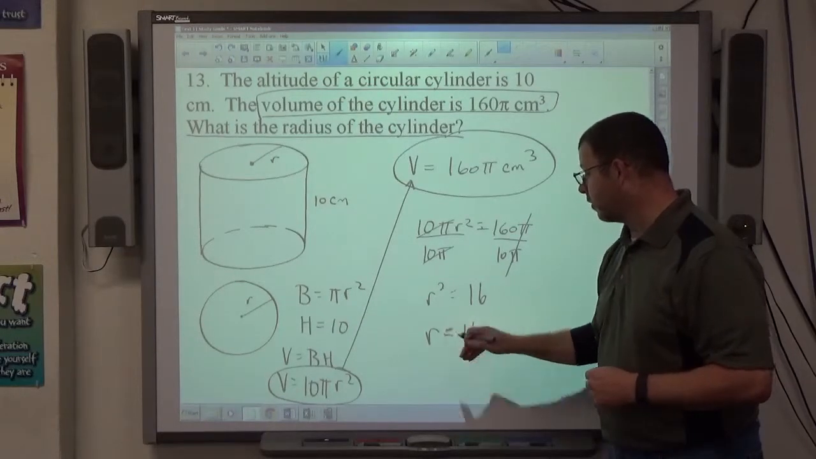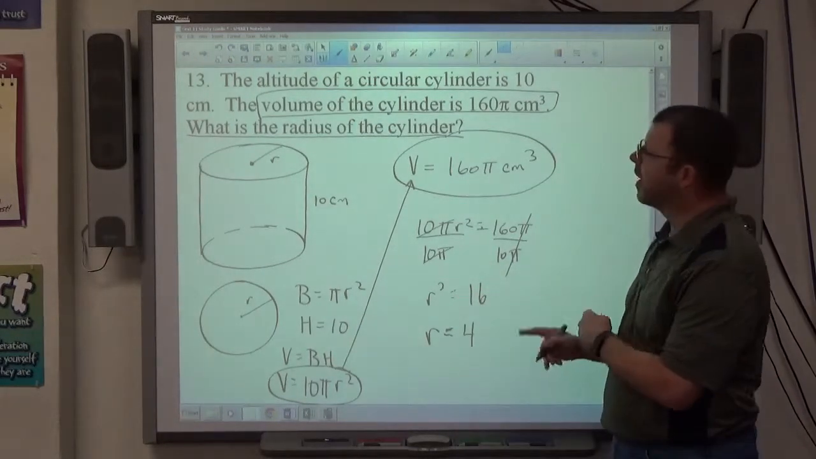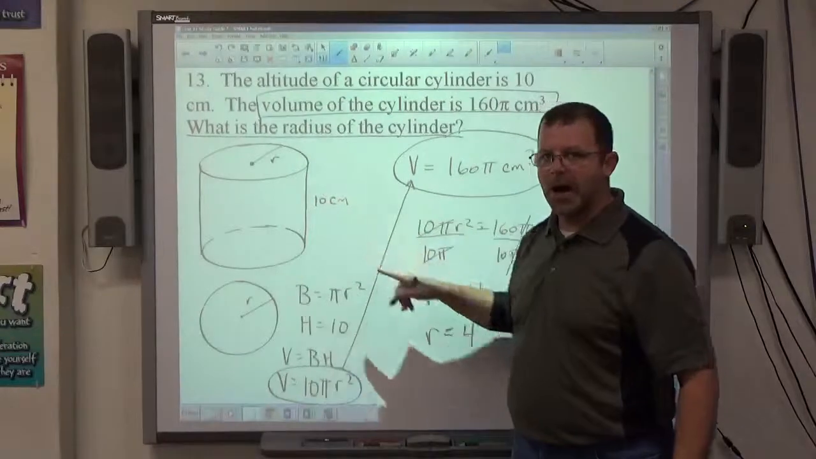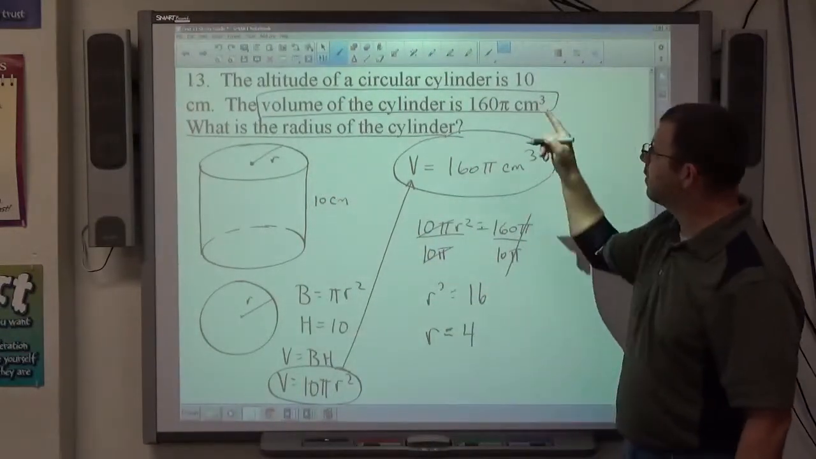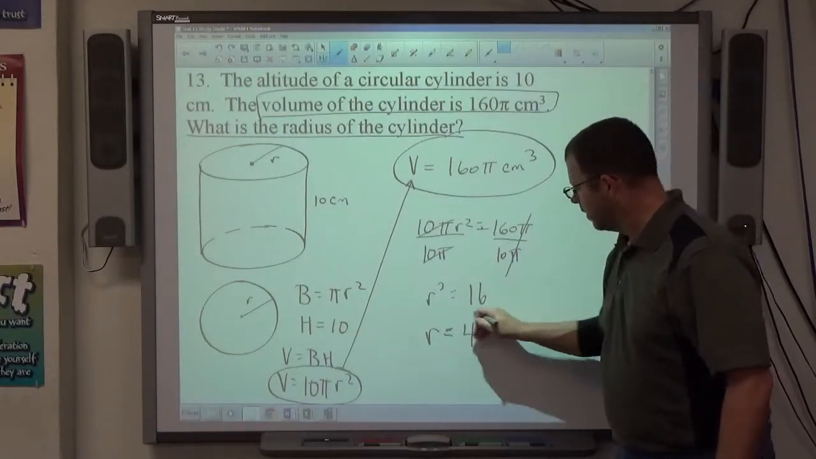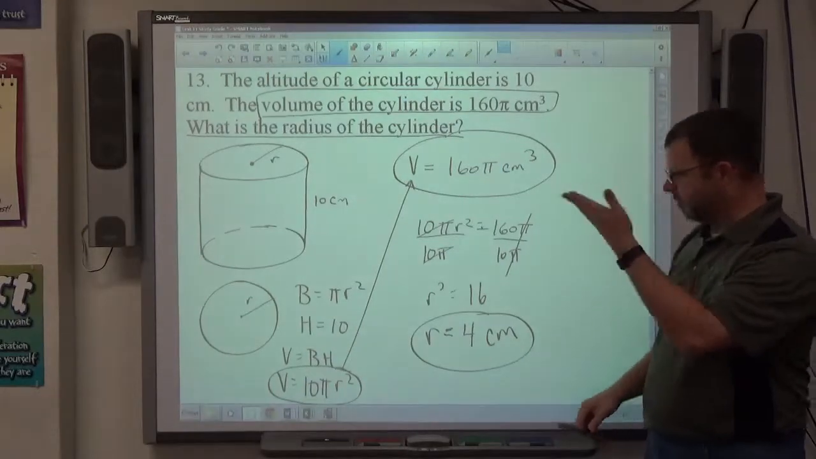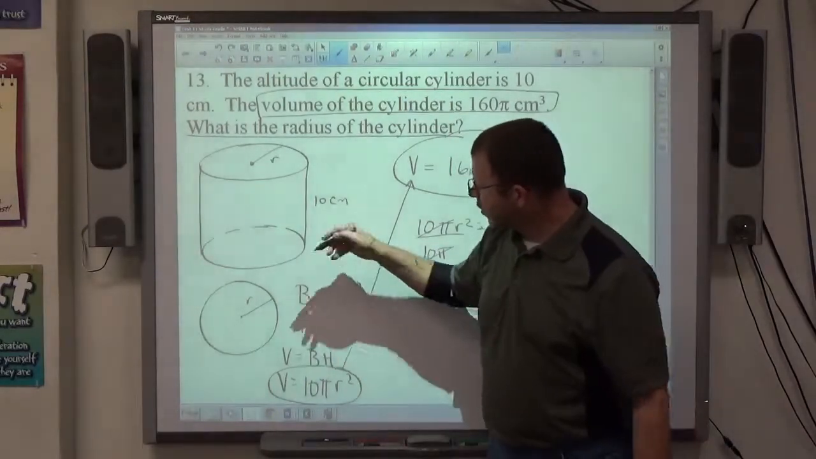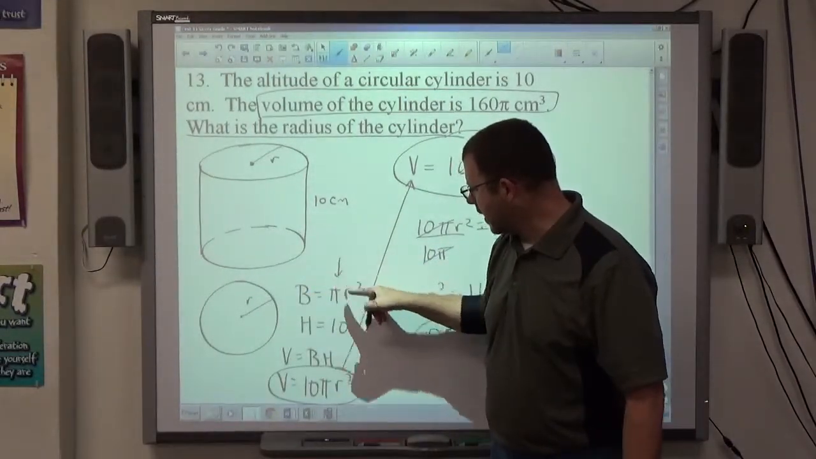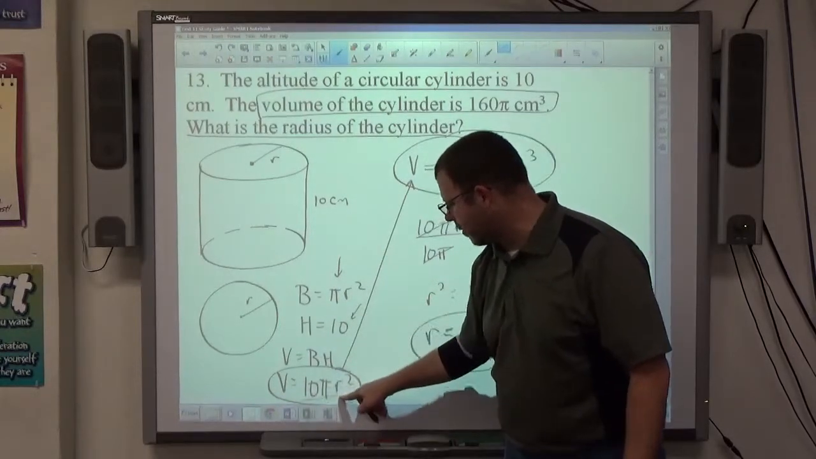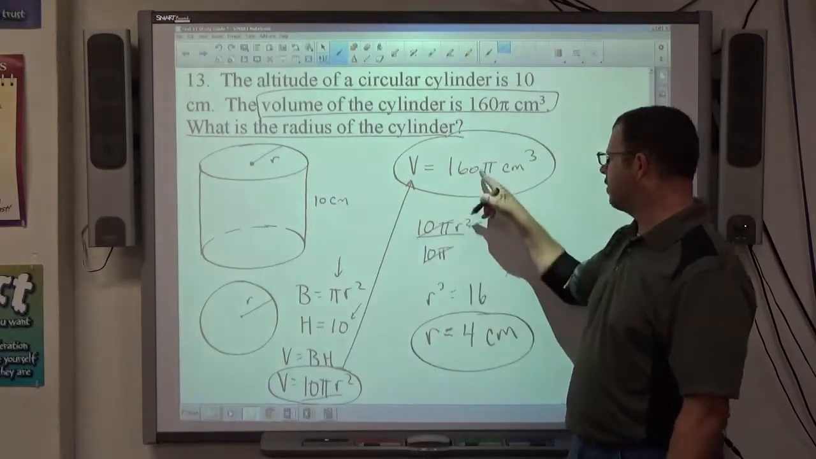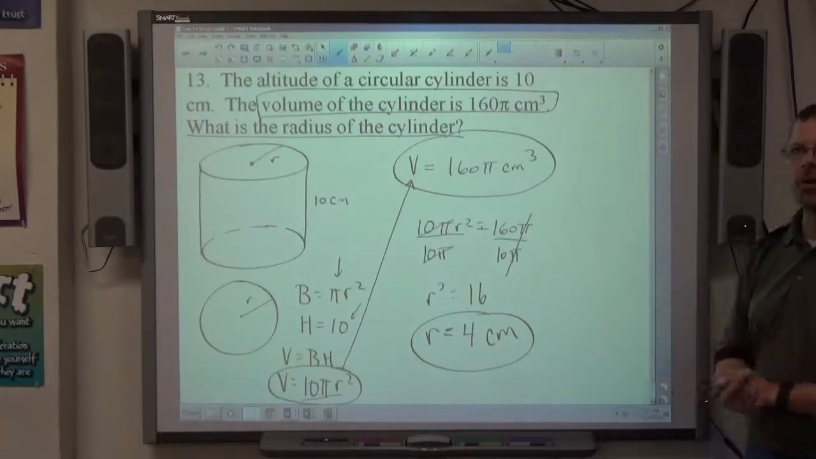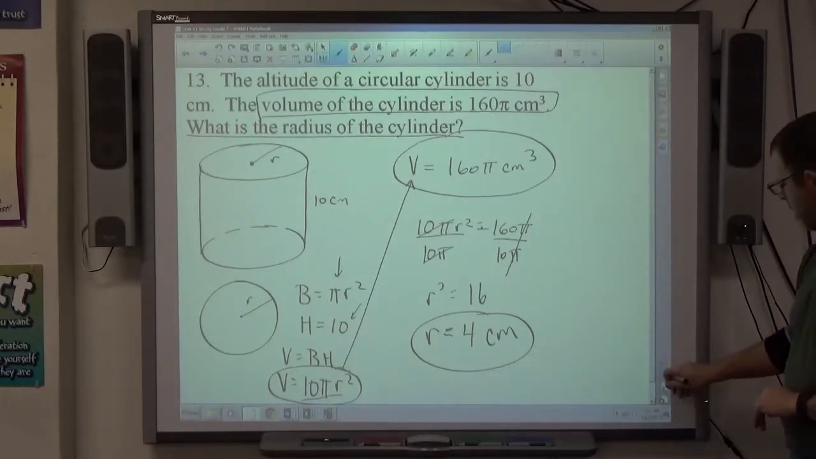Same deal as before, so r squared equals, we're supposed to put plus or minus, but radius is going to be a positive number. So the radius will be 4, unit of length is centimeters. Okay, so you should expect a similar type problem. Again, just do what you can do with B and H to create an expression to represent volume. Set that expression equal to the volume they give you, solve for r, and you're good to go.